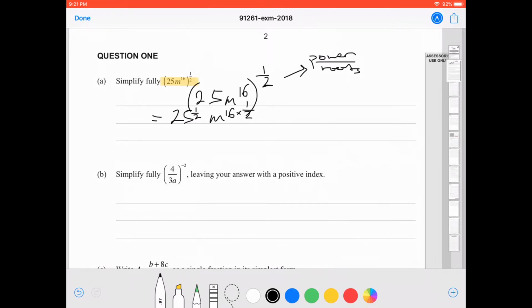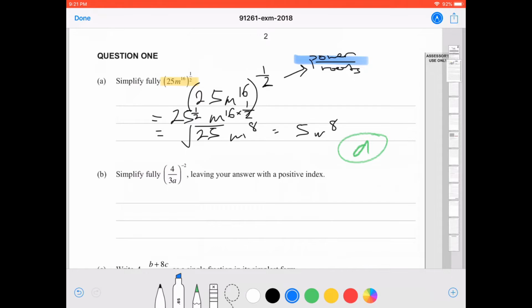For the 25, we are going to use our power over root rule, and we're going to say this is root 25. And we've got m, 16 times 1/2 is 8, and so it becomes 5m^8 here. So a correct answer gets you an achieved grade.